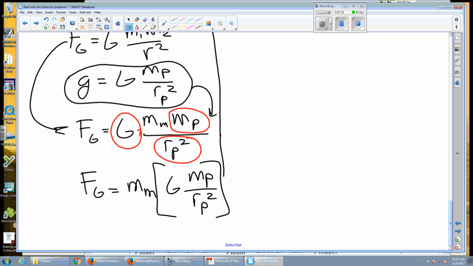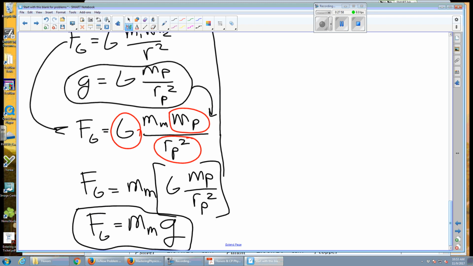This in the square bracket is the gravitational field strength. So I can do a little shortcut because I use this so often and say my gravitational force, otherwise known as my weight, is my mass times the gravitational field strength on the planet. So that's where it comes from. And that's why it's little g, because that's the gravitational field strength, not the universal gravitational constant, which is big G. You got it.